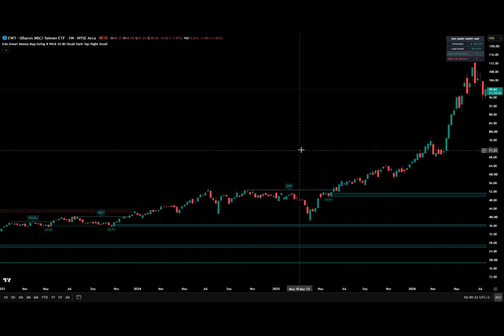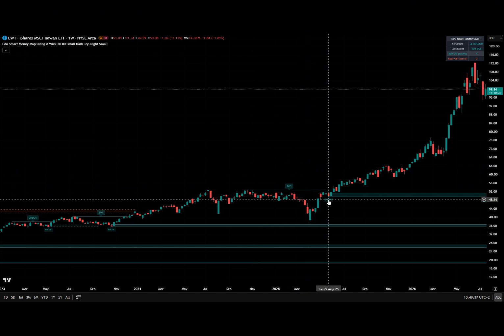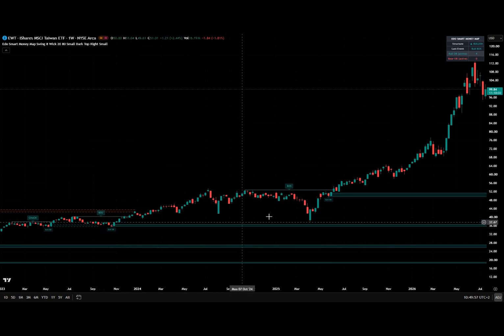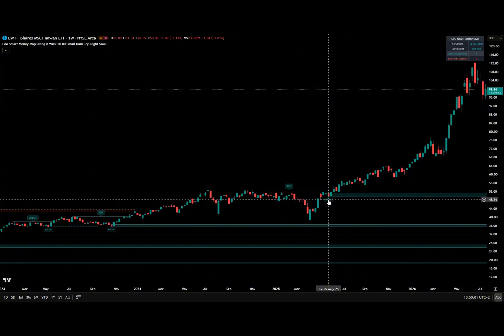Every structure break leaves an order block behind it. The indicator finds the last opposite candle before the break, the origin of the move, and draws it as a zone. A bullish break leaves a green demand block below, a bearish break leaves a red supply block above. On the Taiwan Fund Weekly you can see the green blocks stamped under each bullish break, the levels price may return to. Structure tells you the direction, the order block tells you where to look for the reaction.